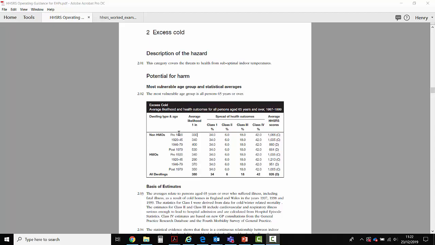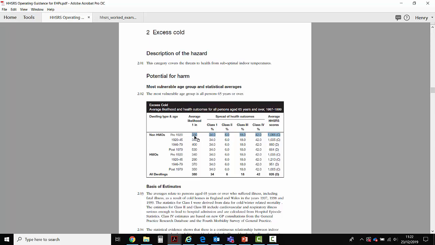So if you have people who are not living as a family, then you can say that they're in an HMO. So if our property, let's say we've got a Victorian terrace property, then it's not occupied by unrelated people, so it's occupied by family. Then we can say it's a non-HMO. It's a pre-1920 property because it's from the Victorian period. So we can say that for that property, the average scores are going to be for likelihood 1 in 330. And then it gives us a range of scores for health outcomes too.